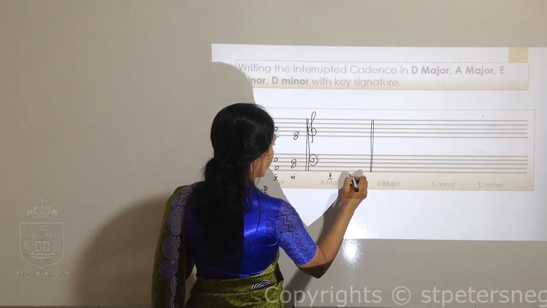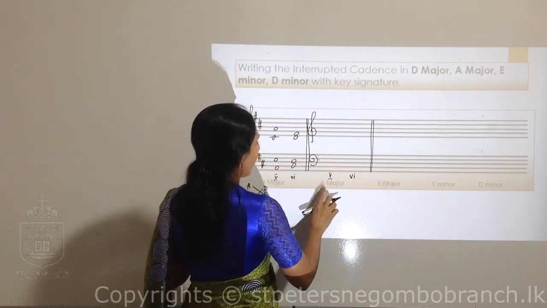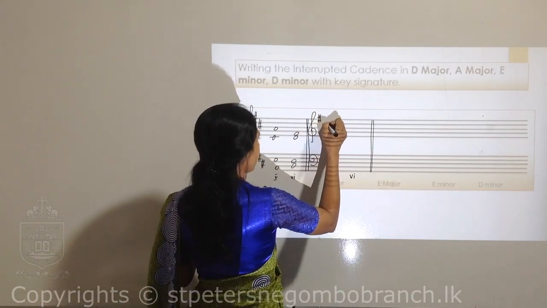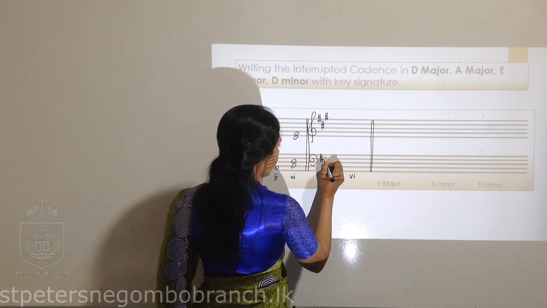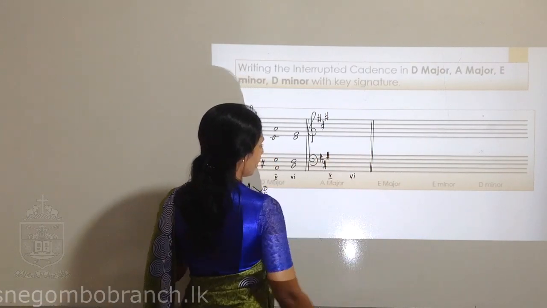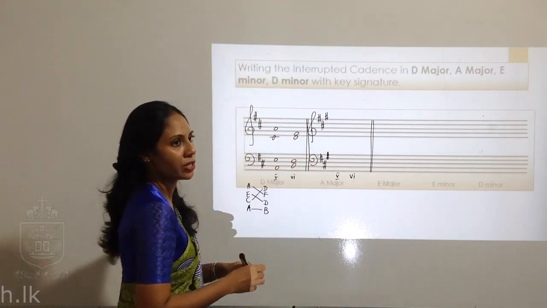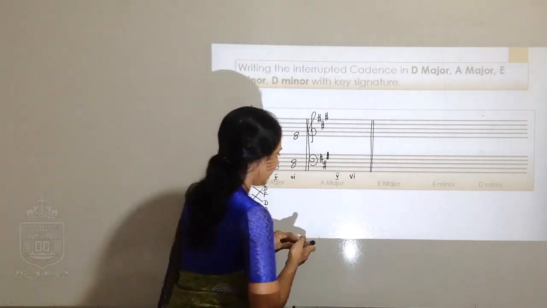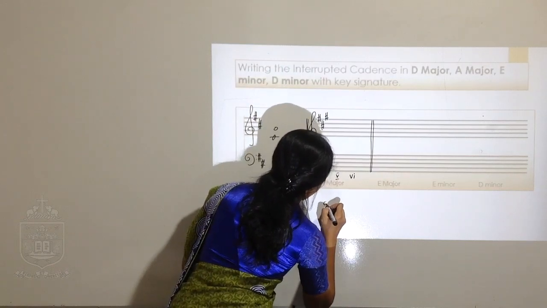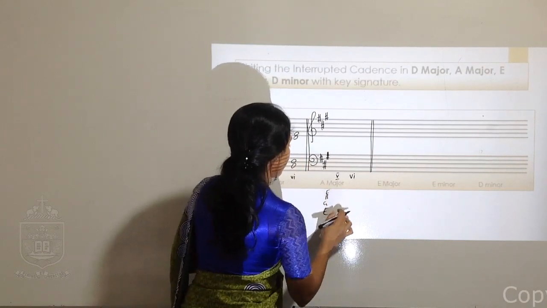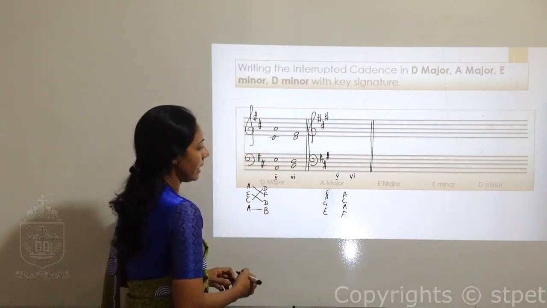Chord 5, chord 6. You should put the chord indication. A major, key signature is F sharp, C sharp, G sharp. In A major, chord 5: A, B, C, D, E. E, G sharp, B, E. Chord 6: E, F sharp. F sharp, A, C sharp, A.